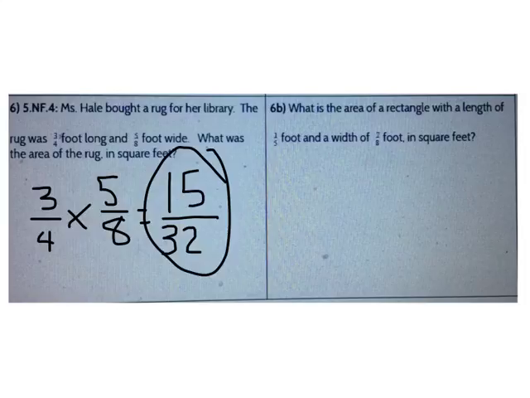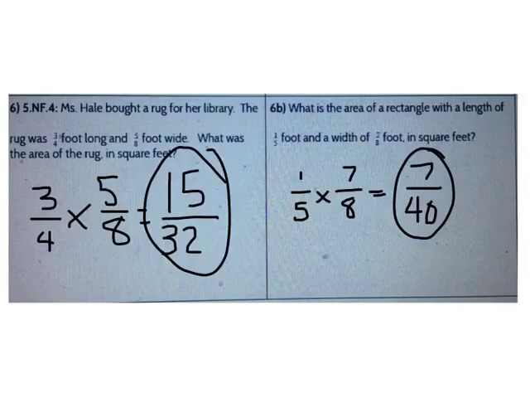What is the area of a rectangle with a length of 1/5 foot and a width of 7/8 feet in square feet? The correct answer is 7 over 40. 1/5 times 7/8 is 7/40.